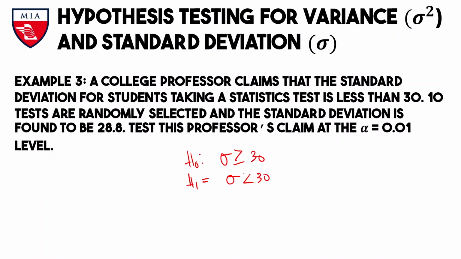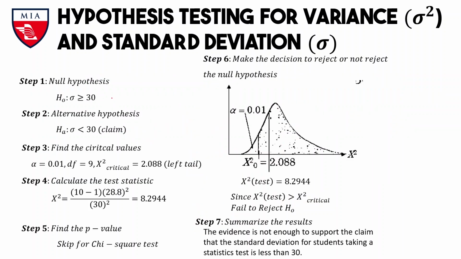Then our n is 10. Our s is equal to 28.8. Then alpha is 0.01. So we already specified the null and the alternative. Now find the critical value. We have alpha 0.01, and our DF is 9.